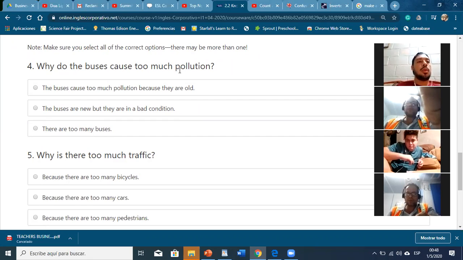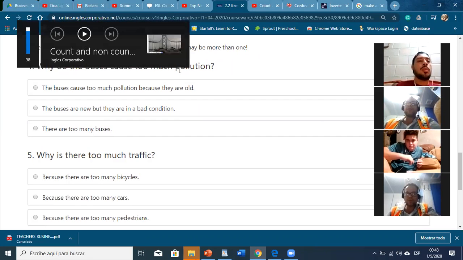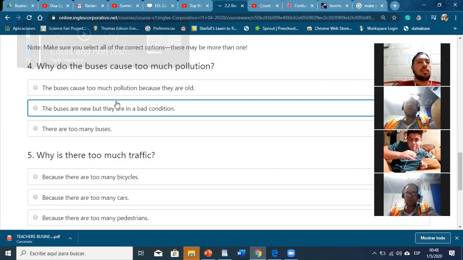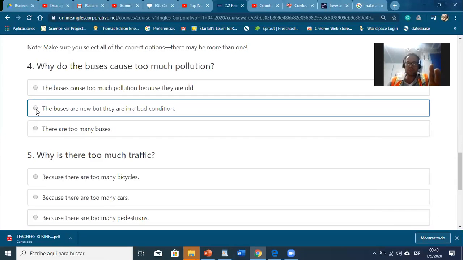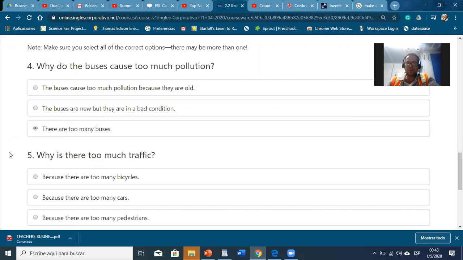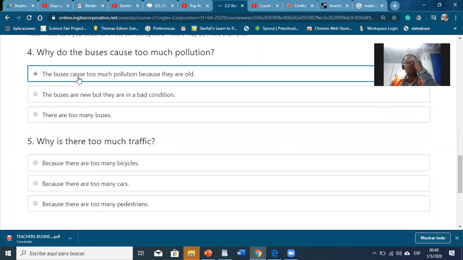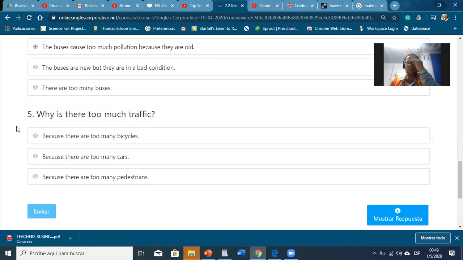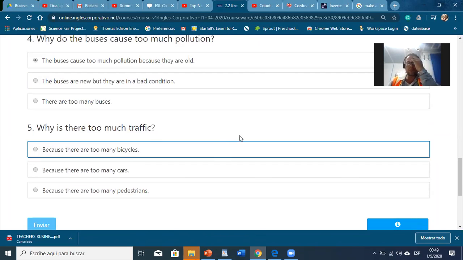Number four. Why do the buses cause too much pollution? There are too many buses. The first one is correct. The buses cause too much pollution because there are too many of them. Yes. Okay, we'll see.